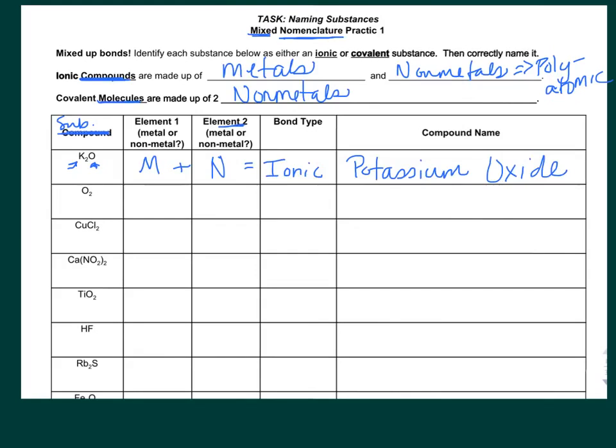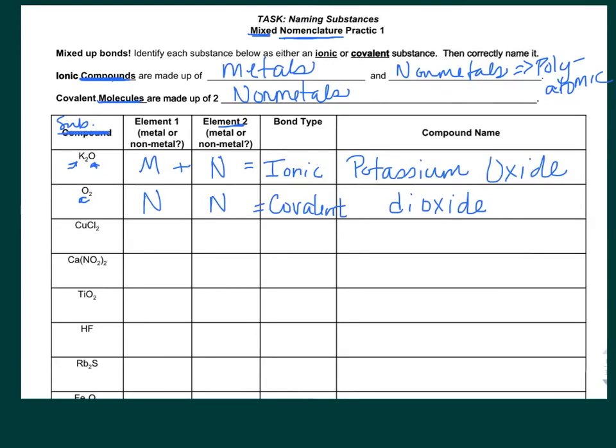Second substance is 2 atoms of oxygen, so the first is a nonmetal, the second is a nonmetal, which results in a covalent bond. And the name here, according to our naming rules for molecules, there are 2 atoms of oxygen present, so this would be dioxide.